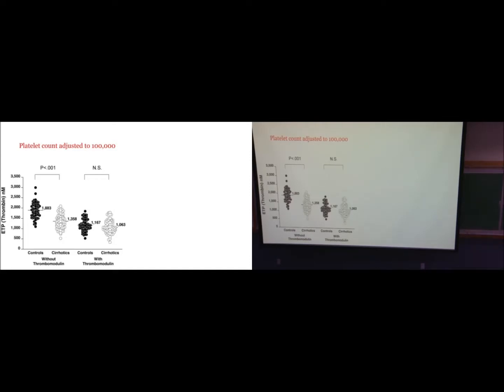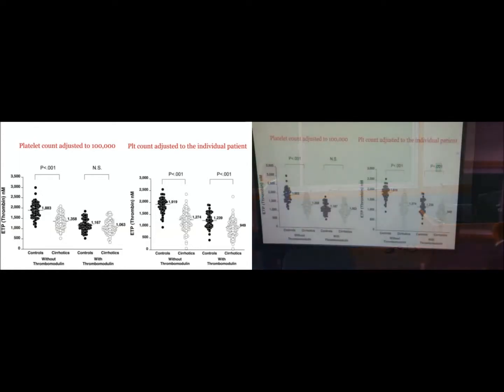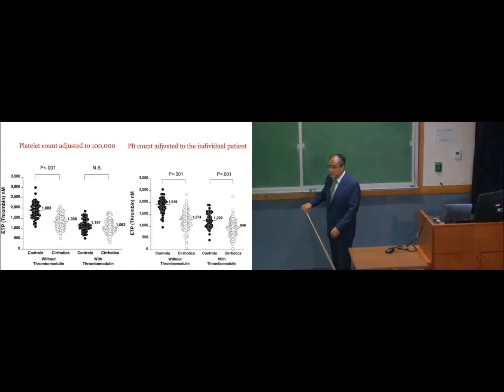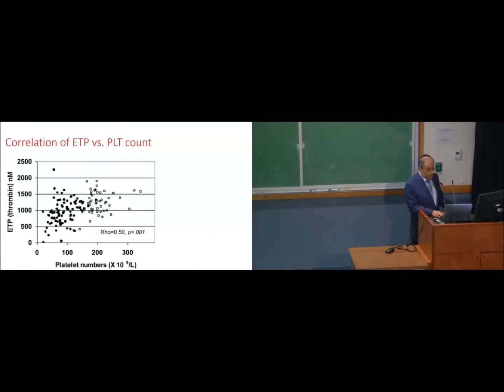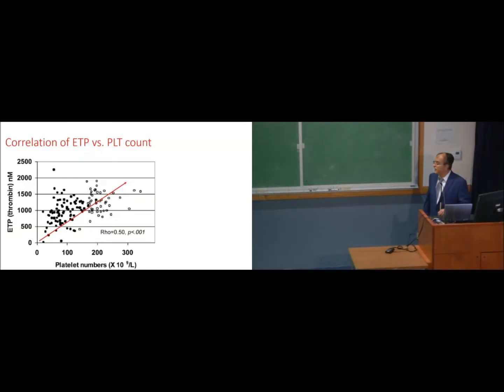They went a step ahead and adjusted the platelet count to the individual's original platelet count. So of course, in controls, the average was 200,000, and in cirrhotics was 80,000. And now there was a little bit of decrease in thrombin generation, statistically significant, but a mild decrease in cirrhotics. But that enabled them to plot thrombin generation versus platelet count. In closed circles are the cirrhotics, and they found that thrombin generation increased with the increase in platelet count in both groups.